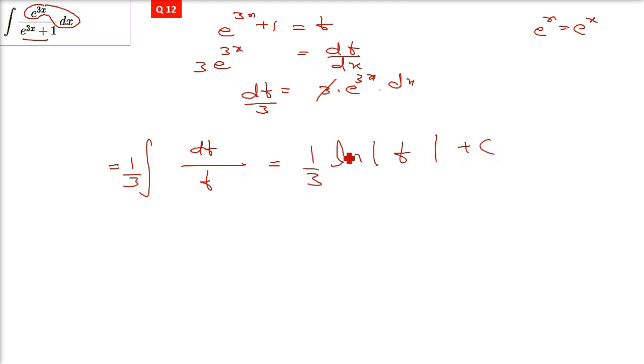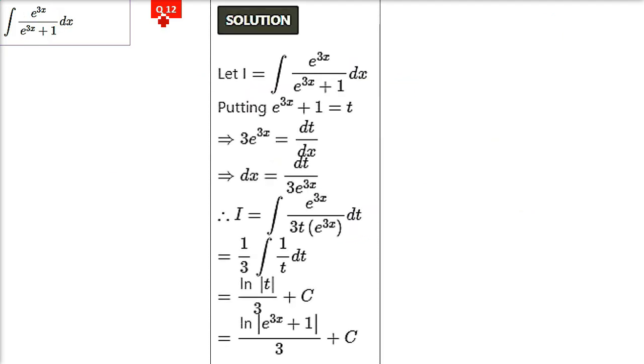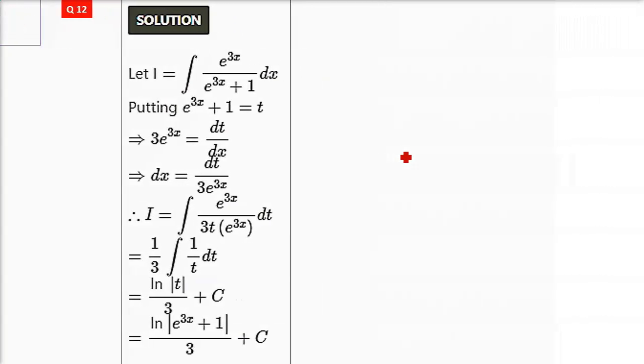Now this t was actually e raised 3x plus 1, which we supposed in the earlier period of time when we started this question. So 1 by 3 ln e raised 3x plus 1 plus constant of integration. This is your final result or answer. So this is how you're going to go about it, whatever we have explained right there.